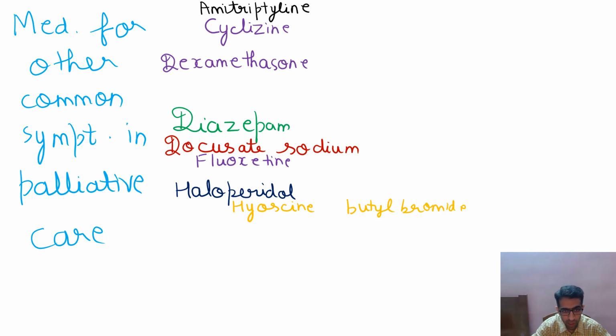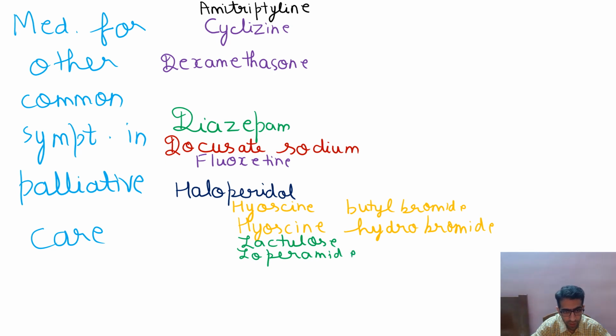One is hyoscine butyl bromide, another one is hyoscine hydrobromide. Clear? Hydrobromide. Then moving on to lactulose. Okay, lactulose, which class of drugs? Yeah, please mention it. Then loperamide. Then metoclopramide, which group of drugs does it belong to? Please do let me know in the YouTube lovely beautiful comment section. Then midazolam.